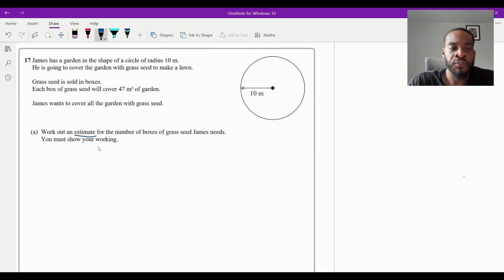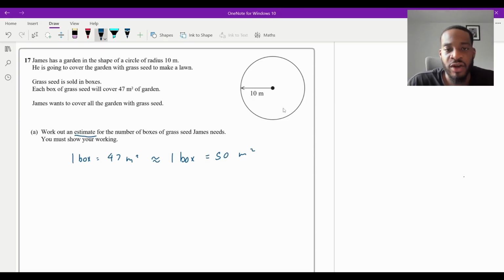So what can we do? Well, we need to work out the number of boxes of grass seed James needs. One box, we know, covers 47 meters. Now, in terms of an estimation, we can approximate this. We can round this to the nearest 10, or to the nearest 5, and that would be one box equal to 50. We'll use that number instead. Now, this is one area we've approximated.